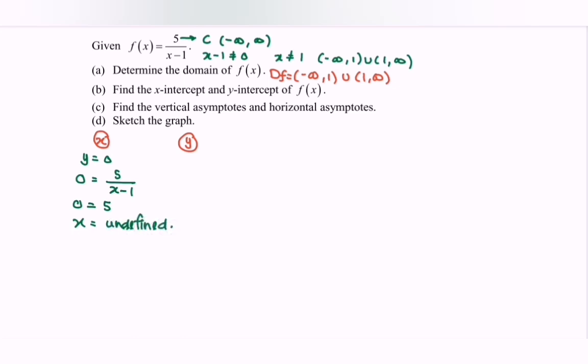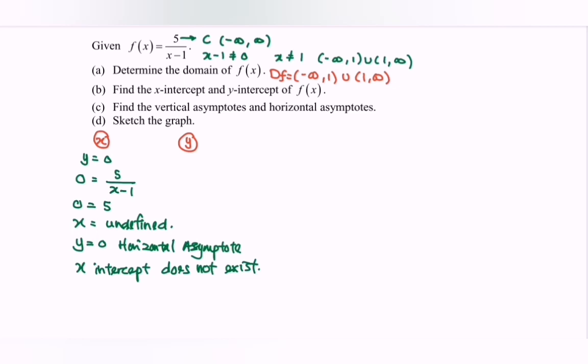So we can say that y is equal to 0 would be the horizontal asymptote. Then we can say the x-intercept does not exist.